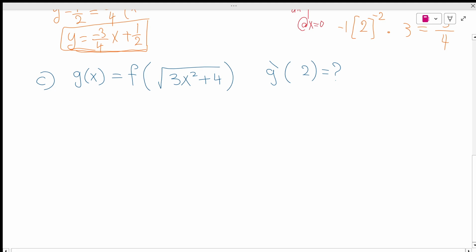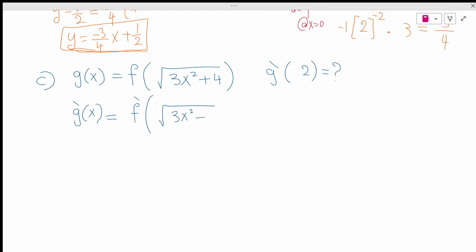So you have g of x, you need to differentiate. So g prime of x, you will apply here the chain rule. The outer is f, the inner is the root. So this is going to be f prime of, keep the inner, 3x squared plus 4, times the derivative of the inner. Now what's the derivative of the square root of 3x squared plus 4? It is the derivative of what we have inside the square root, which is 6x, divided by 2 times the root itself.